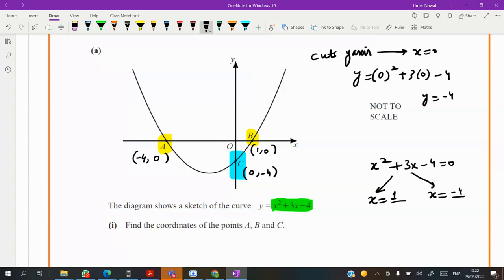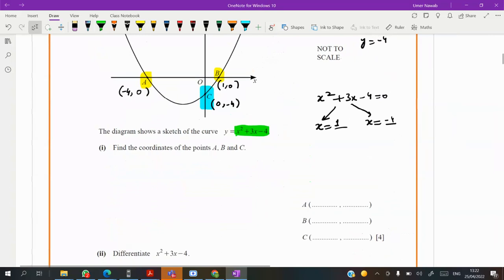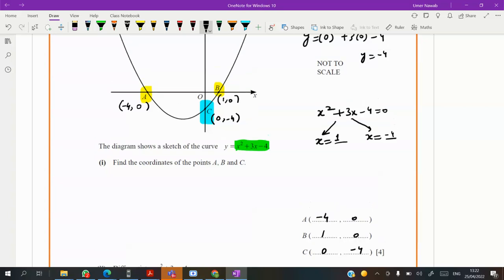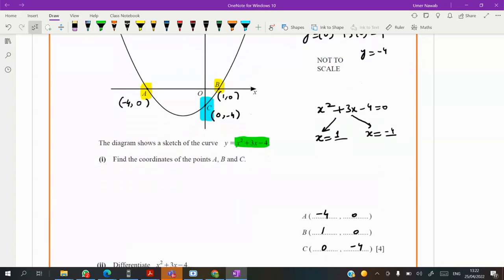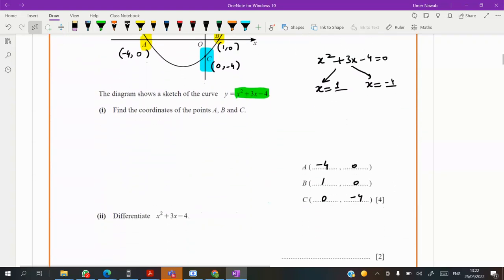So we found the y intercept of the curve, where the curve cuts the y-axis at C. All these 3 points are found, and I was expecting he will ask us for the coordinates of A, B, and C. So copy them. This is minus 4, 0, and this is 1, 0, and then this is 0, minus 4. Since it has 4 marks, if you want to keep your working here, that's all fine.